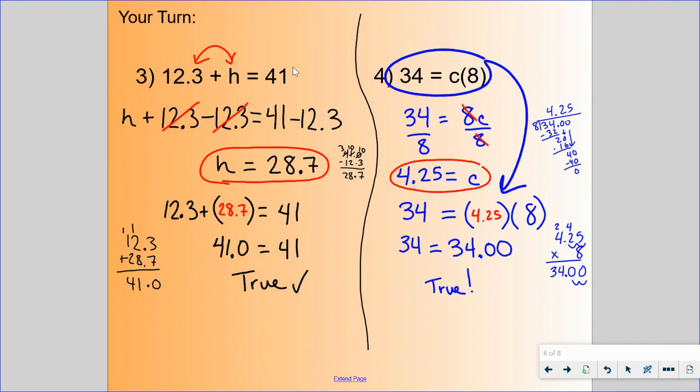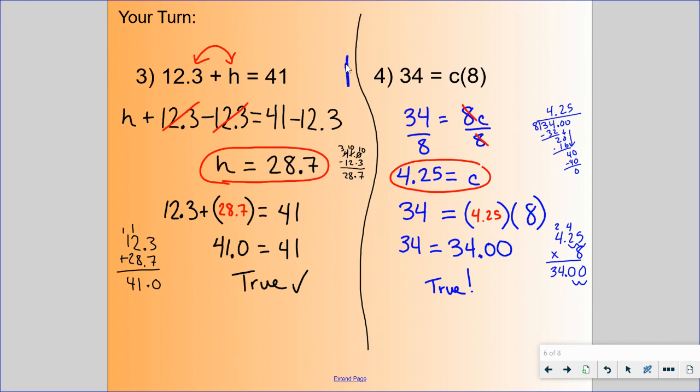Rewriting the equation exactly as we see it, but now we're going to substitute. Instead of some mystery number, C times 8, we think we know what that mystery number is. And it turns out that 34 is in fact the same as 34 and 0/100. That's a true statement. No fake checking. Make sure you check your work.